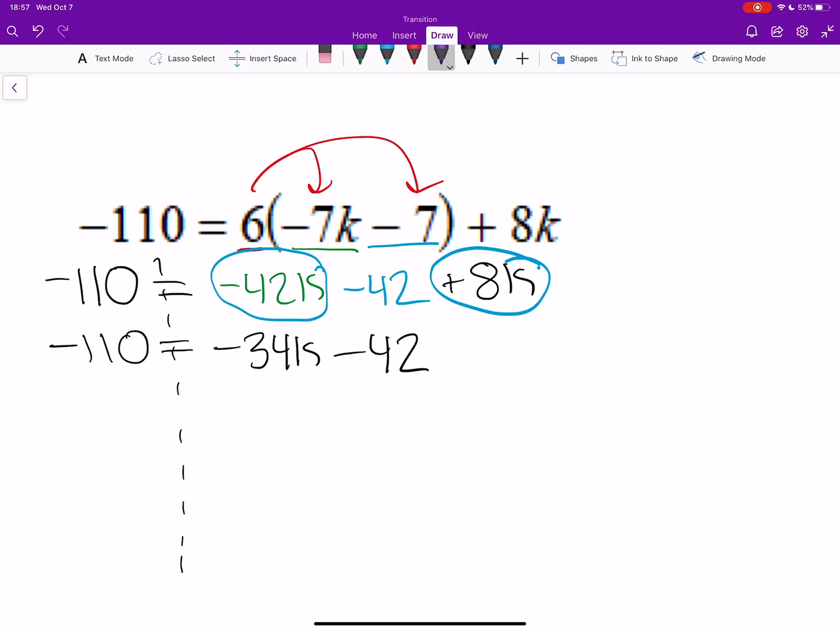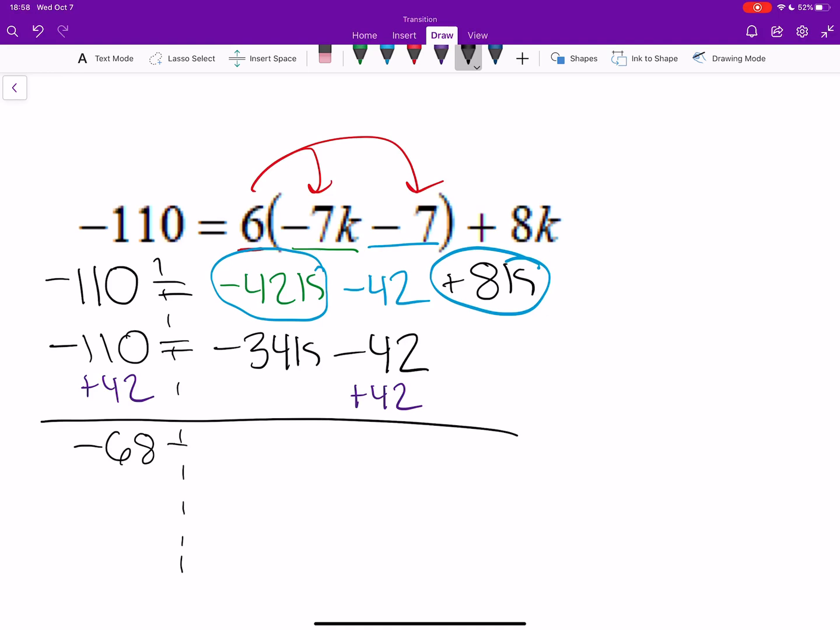Now let's use inverse operations to get k by itself. Again, that negative 42 is easier to move first because it's further away from the k. I'm going to move that by doing the inverse, which would be to add 42 to both sides of the equation. When I do that, I'm going to get negative 68 equal to, bring that directly down because there's nothing I did with it, and those cancel. Again, I have negative 34 times k, so in order to undo those, I need to divide because that's the inverse operation. So I'm going to divide both sides of my equation by negative 34.